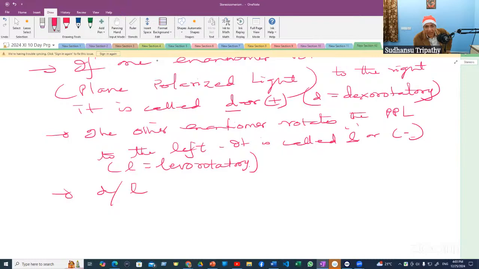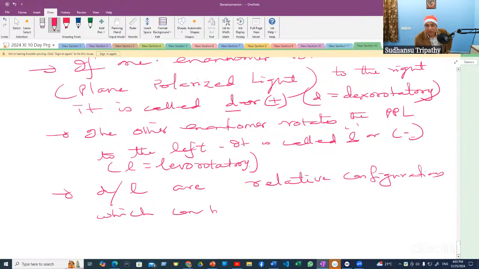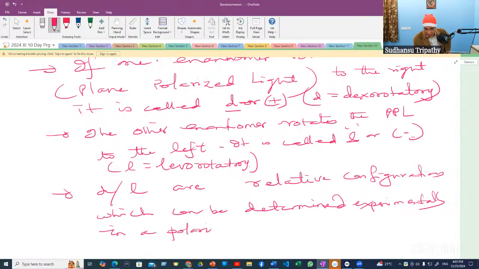This D and L are relative configuration, which can be determined experimentally in a polarimeter. Polarimeters are kept in dark rooms. Polarimeters. And let me tell you what is PPL. I will give you a note on PPL later, but let me tell you what is PPL.